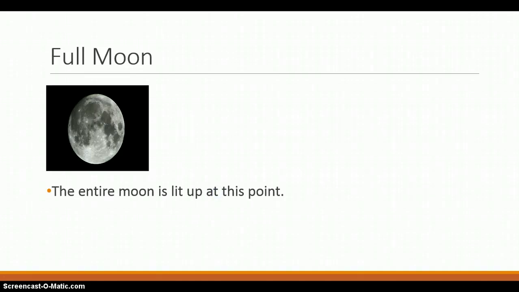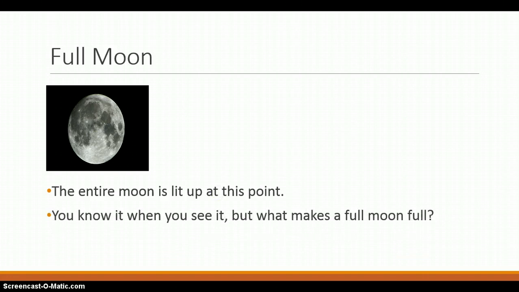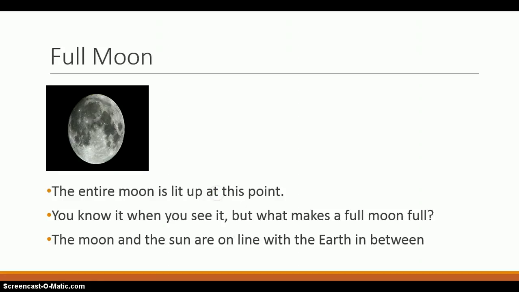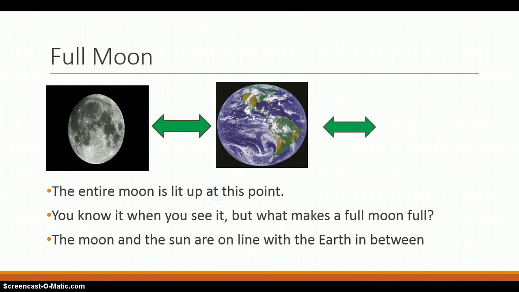Full moon. The entire moon is lit up at this point. The side of the moon that is lit up by the sun is facing the earth. You know when you see a full moon. But what makes it so full? At a full moon, the moon and the sun are on line with the earth in between.